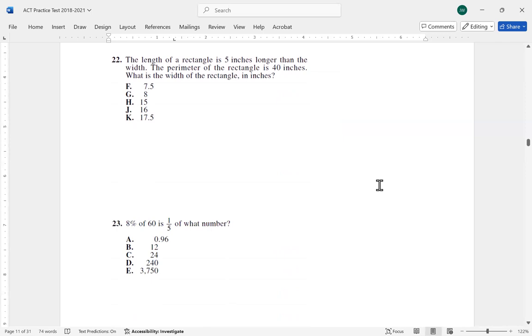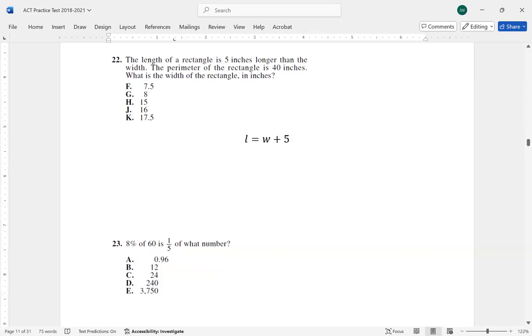Question 22. The length of a rectangle is 5 inches longer than the width. The perimeter of the rectangle is 40 inches. What is the width of the rectangle in inches? So, a couple of interesting tidbits here. The length of a rectangle is 5 inches longer than the width.